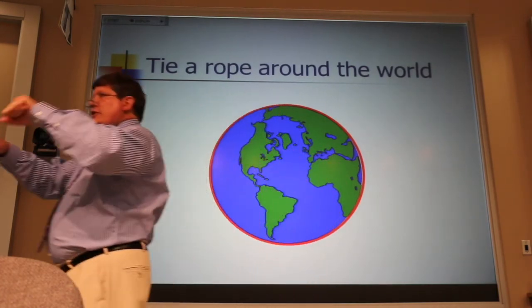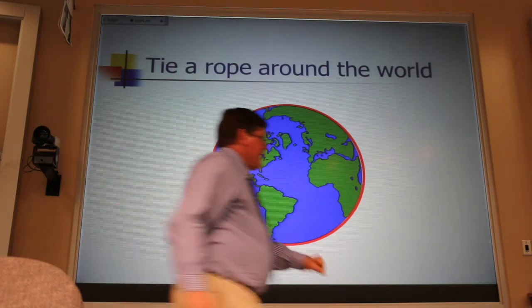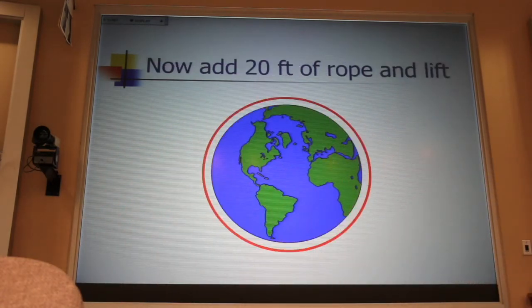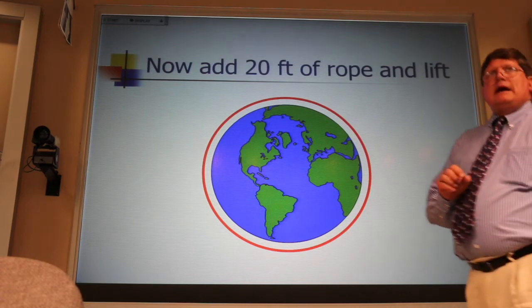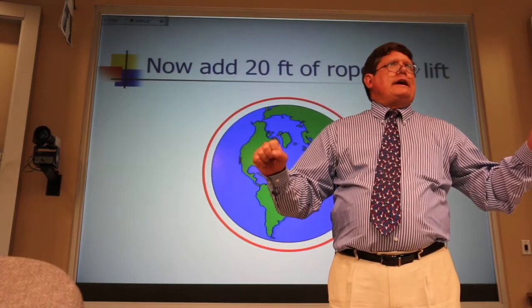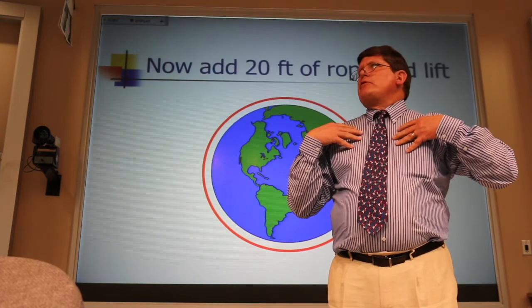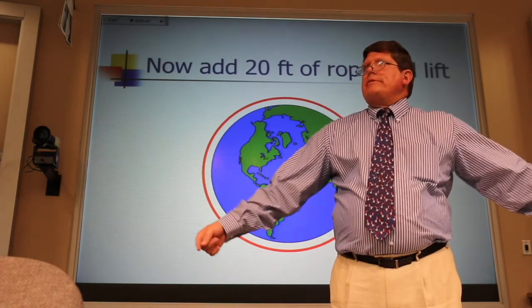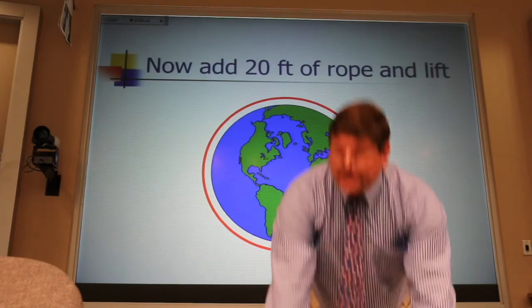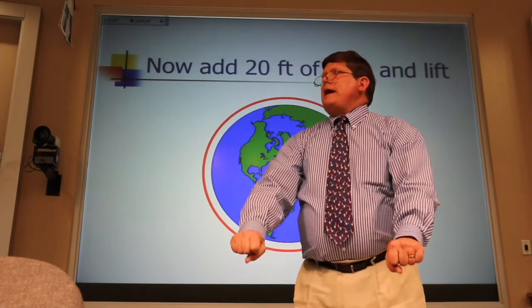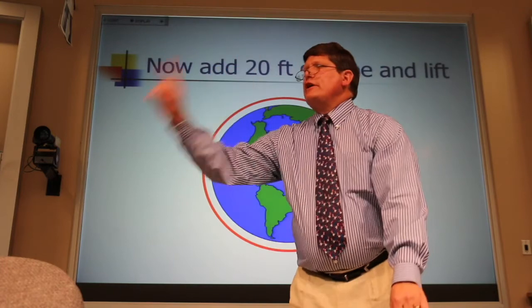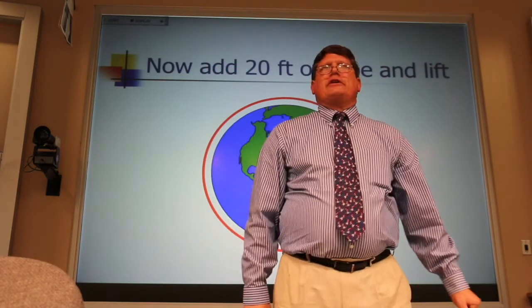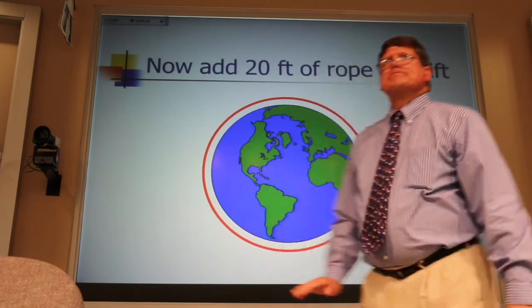So this is snugged up around the earth, and then I go back to the hardware store and I buy an extra 20 feet of rope. I splice that extra 20 feet in, and all the people of the world stand shoulder to shoulder along the rope. We all bend down and we lift together the same amount. So everywhere around the earth, this rope is the same distance above the ground.